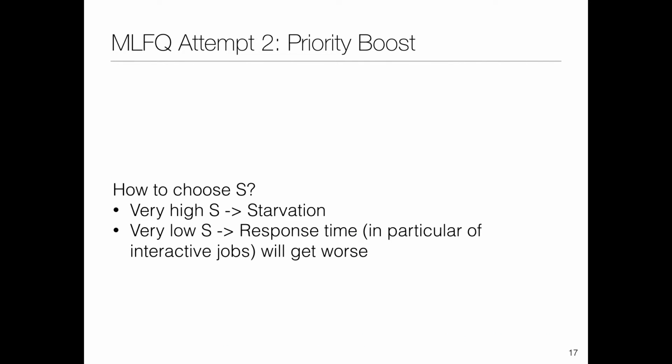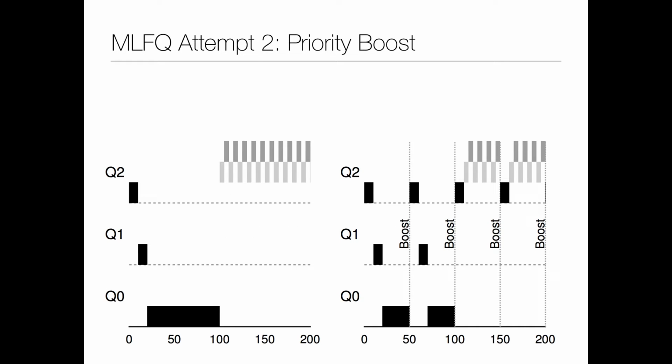So if we choose a very high S, what happens? Let's go back. In this example, if S was very high, what happens? It means that after a very long duration, the priorities are increased. So effectively, in some sense, we are starving the processes if we take S tends to infinity. So it's almost as if no priority boost happened.